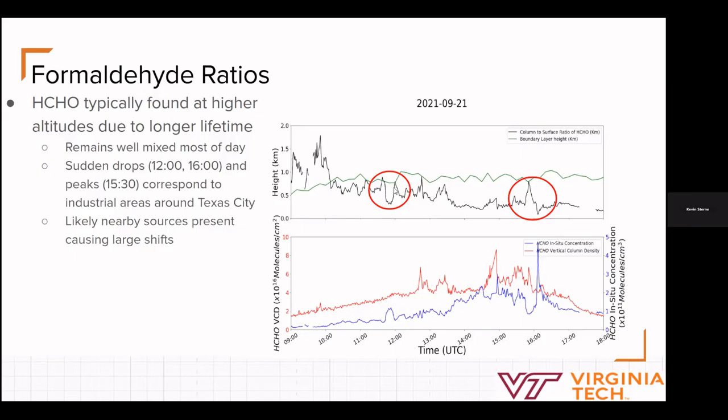And then as this formaldehyde travels further away from the original sources themselves, they begin to mix much more closely into the surface area, becoming much more impactful to those living on the ground.